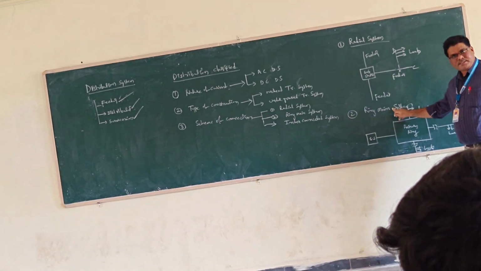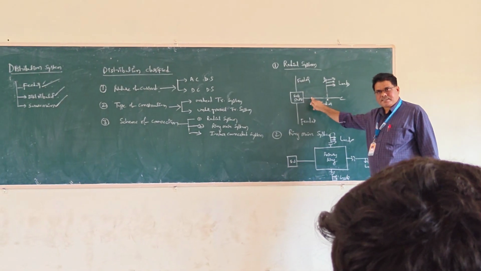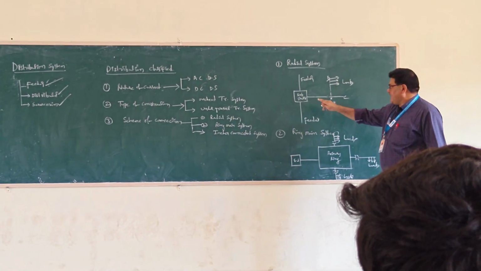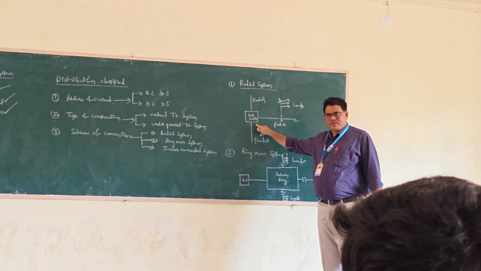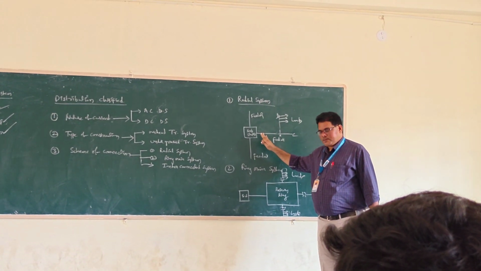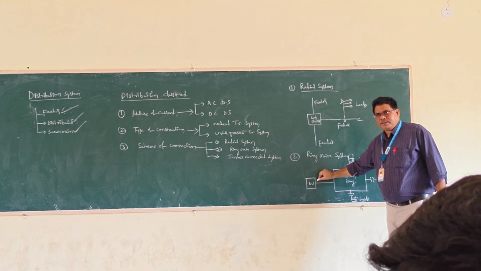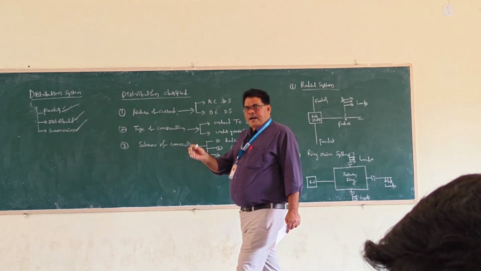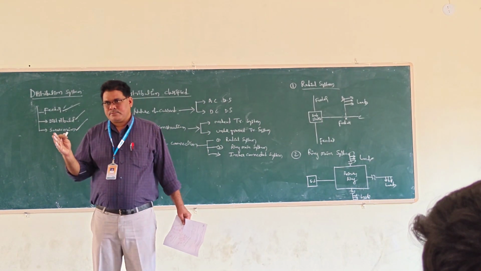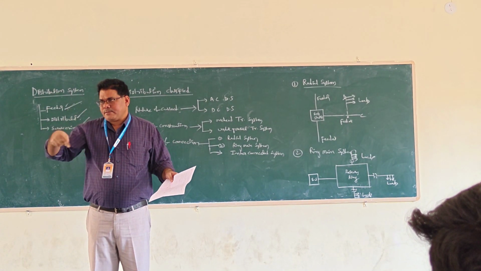What is the ring main system? What is the difference between radial system and ring main system? Here a single substation is used and power is distributed to different areas. Only a single source. Here also a single substation. Example, Abdullahpur Met is a substation. It is connected to different villages, but interconnected.